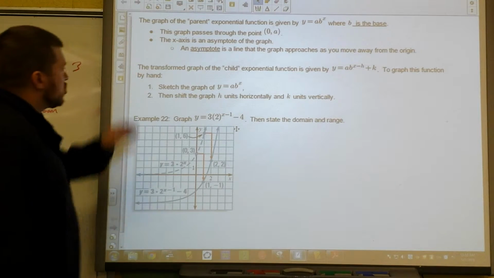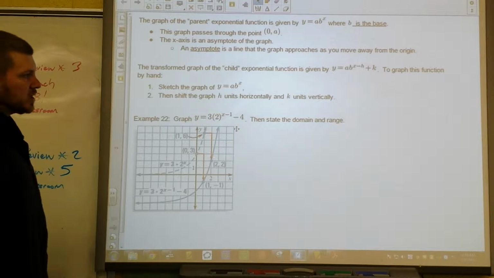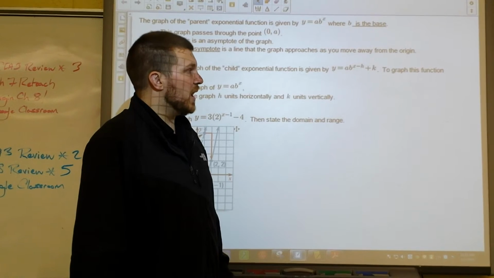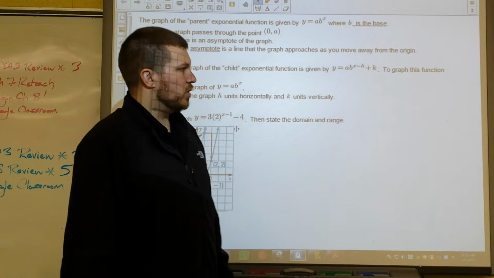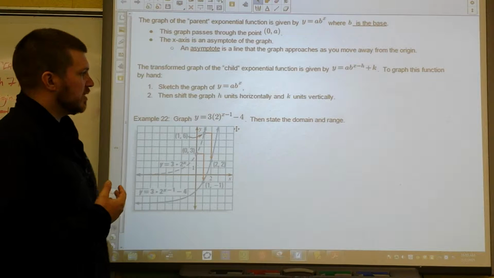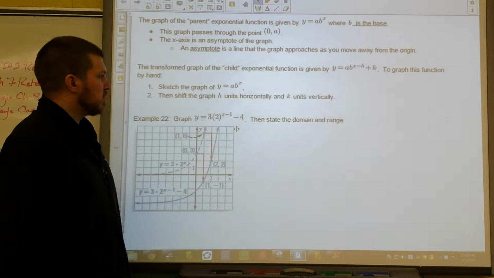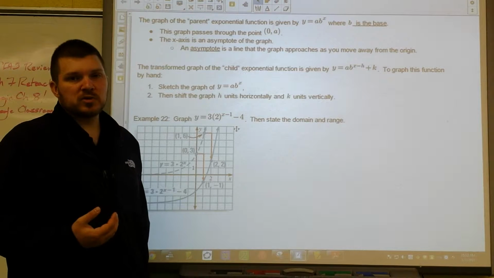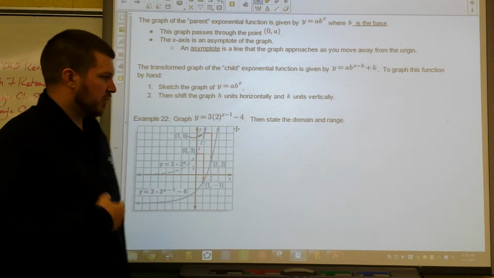The transformed graph of the child exponential function is given by y equals a times b to the x minus h power, plus k. To graph this function, we start by graphing the parent function, and then we shift the graph h units horizontally and k units vertically. Very similar to what we just did with the radical function.